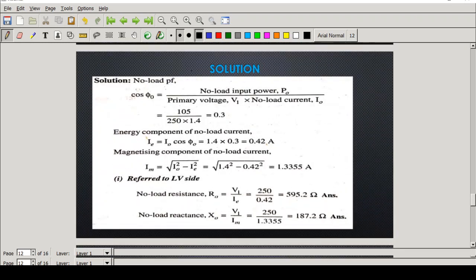I have already explained this one. There is not much difficulty in this. You can find cos phi 0. Then you can find IE using this equation, I0 cos phi 0, and you will get 0.42. Then IM you can calculate. Now the next step is to just look at the question. So we have found the no load parameters, but now let's check the question here.